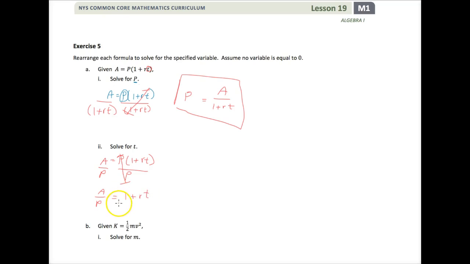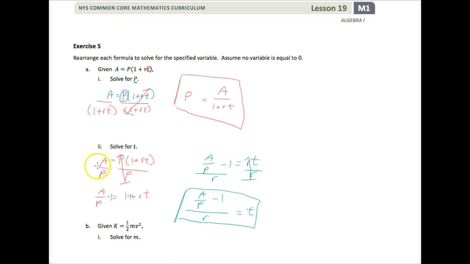That's not so bad. Now I could go ahead and subtract 1 from both sides. Minus 1, minus 1. And we get A over p minus 1 equals rt. Getting a little bit closer. I'm still looking for t. That means r has to go. If I divide one side by r, that gives me a 1. I have to do it to the other side as well. So we get A over p minus 1, the result of all of that divided by r, will give me t. Messy, but there it is.